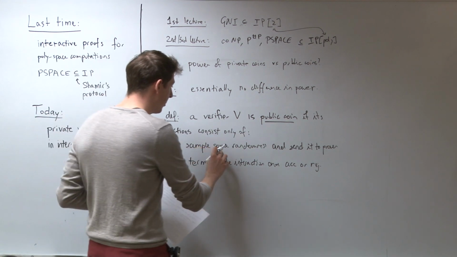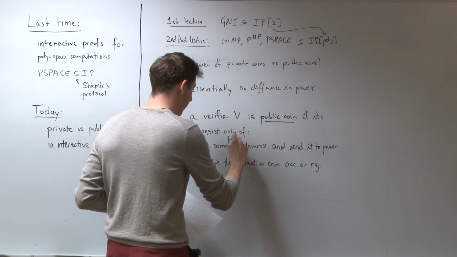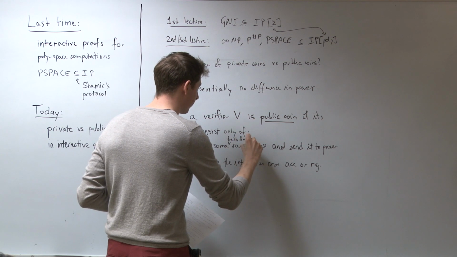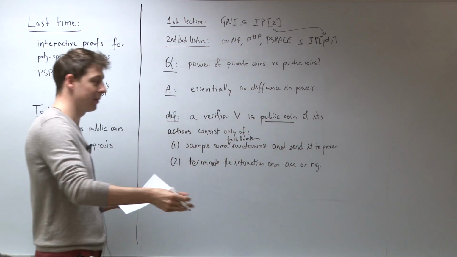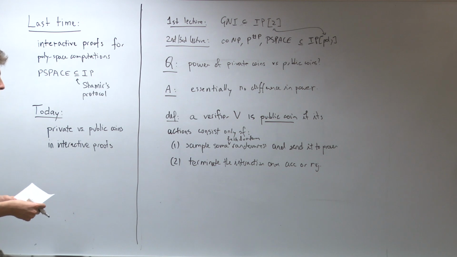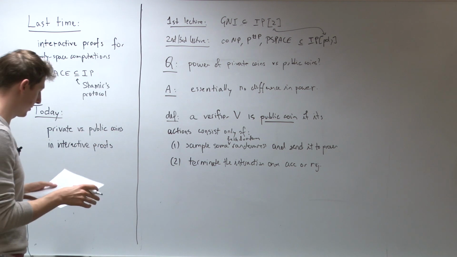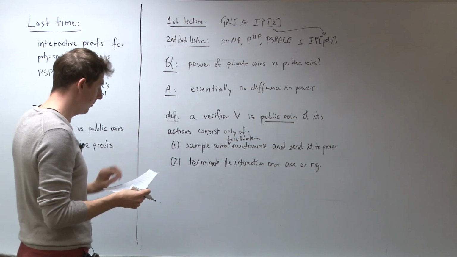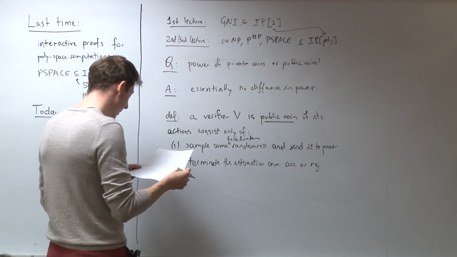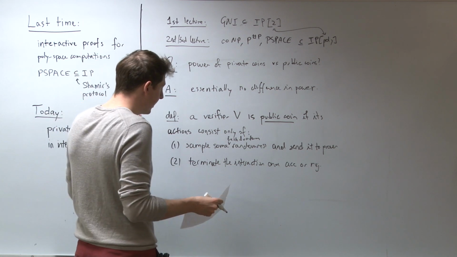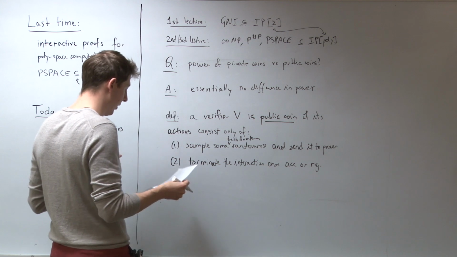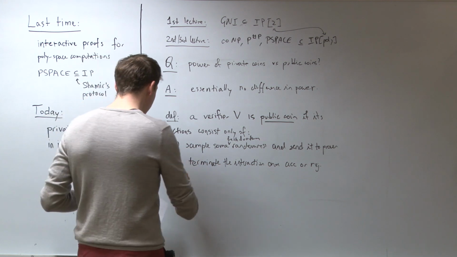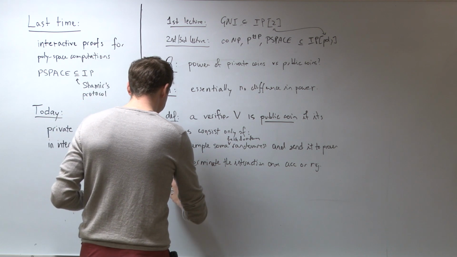I should say, sample some fresh randomness, fresh and uniform. So just flip some number of coins and send over the results. So it's a very basic type of verifier. In particular, notice that the prover has at any moment in time full access to the verifier's randomness, and we can define a corresponding class.